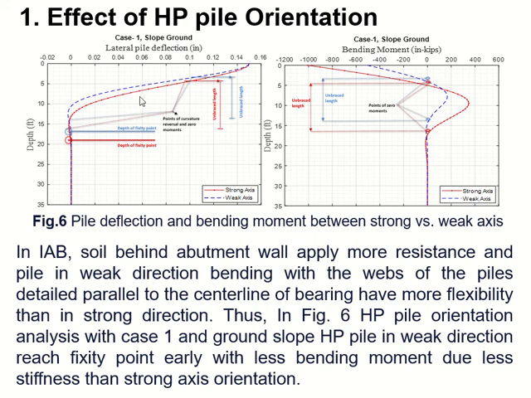In the graph, the line in red color represents the strong axis and the line in blue color represents the weak axis. As we can see through the graph, the pile oriented in the weak axis has 2.1 feet less depth of fixity in comparison with the strong axis, and the maximum moment in the HP pile will also greatly reduce in the weak axis. As we can see here, it has a lower bending moment than the strong axis.